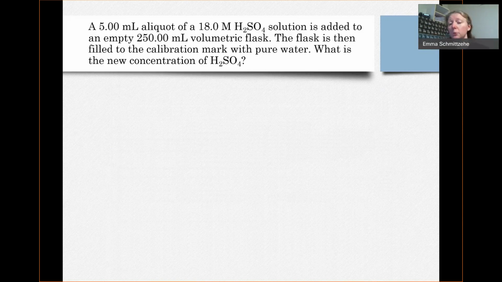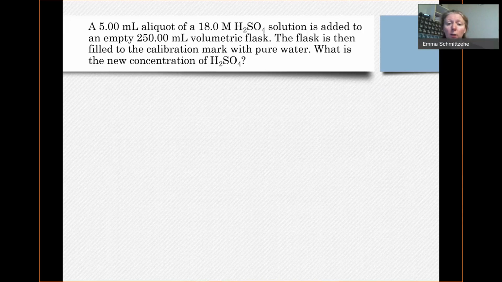There are some terms in here that I know throw people off sometimes. When we say a 5 mL aliquot of 18 molar H2SO4 solution is added to an empty volumetric flask, well, you're taking a 5 mL portion. So you have some 18 molar H2SO4 solution, a large bottle of it or something.